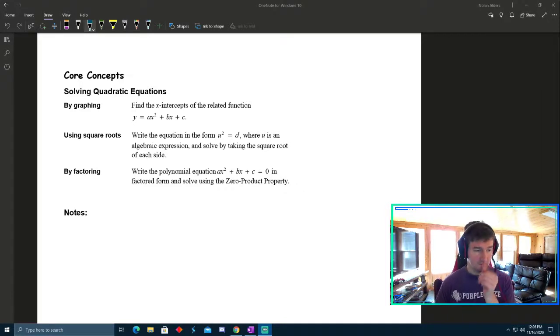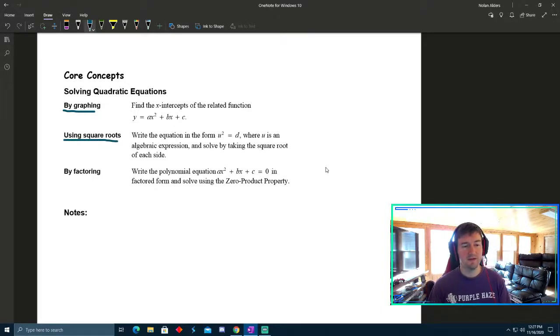Let's take a look at those. So we have three different ways that we can do it that we're going to experiment with in this video. So first of all, we can use graphing. If we graph a quadratic function, we're going to get some kind of parabola, and wherever it crosses the x-axis, those are going to be our solutions for our quadratic function.